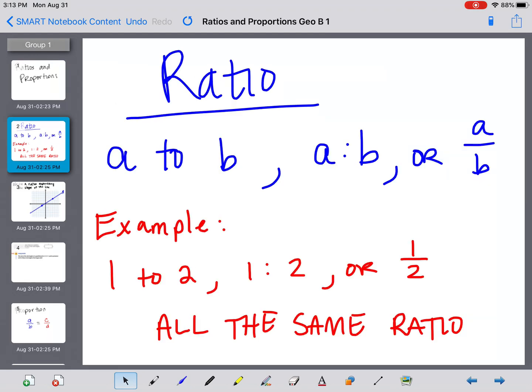A ratio is a comparison of two numbers by division. A couple of examples of how we can write a ratio are A to B, A with a colon, B, or A over B as a fraction. So for example, if we say 1 to 2, 1 to 2 with the colon, or 1 over 2, they are all the same ratio.